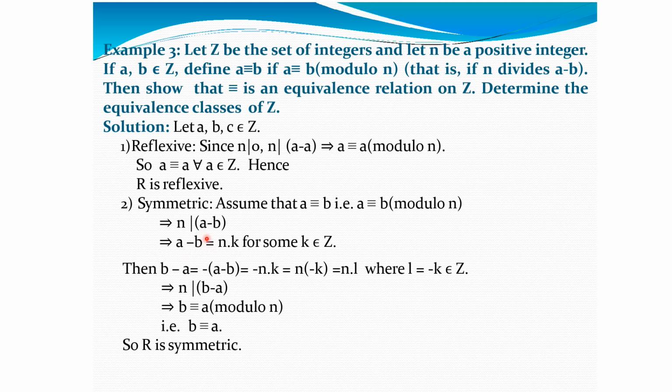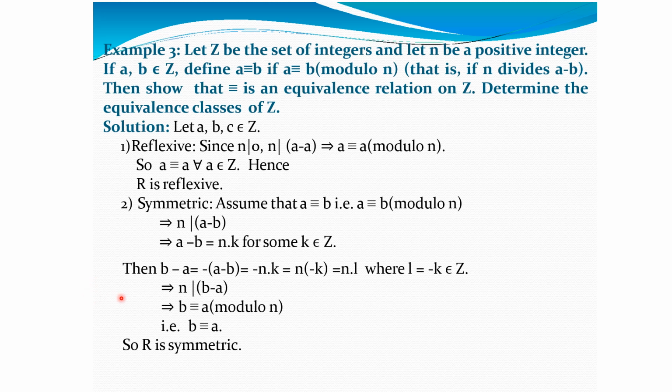Now, from A related to B, we have to show B related to A. That means B is congruent to A modulo N. So, we consider B minus A. So, it is minus of A minus B, which is equal to minus of Nk. So, it is equal to N into minus K. As K is an integer, minus K is again an integer, so call it L. So, finally, we get B minus A is equal to N into L.